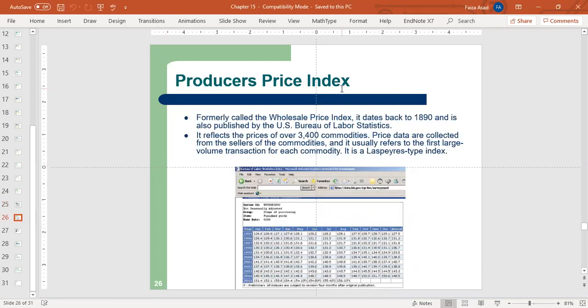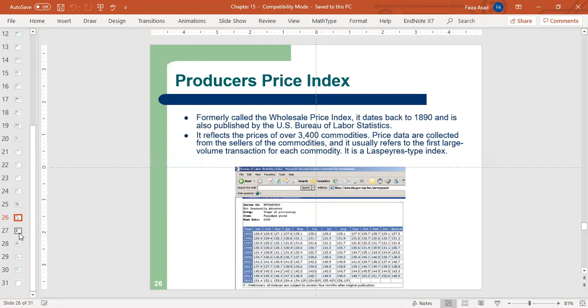So this is the producer price index. Producer price index can also be called wholesale price index. It started in 1890 and is also published by the US Bureau of Labor Statistics. So these indexes are also functional in Pakistan as well. It reflects the prices of over 3,400 commodities. The data is given for the year 1995 to 2005. And this is the monthly data for the producer price index. And it is the Laspeyres type of index.